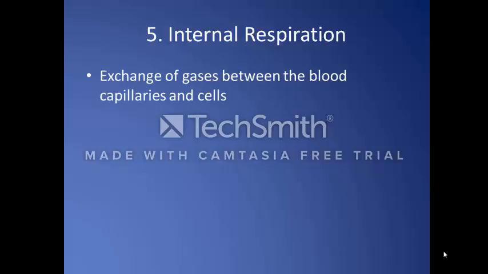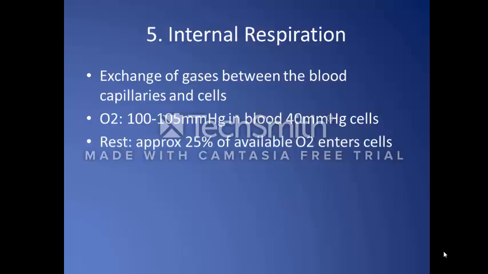Internal respiration is the exchange of gases between the blood capillaries and the cells. The level of O2 within the blood will be between 100 to 105 millimeters of mercury, whereas in the cells it's approximately 40 millimeters of mercury. At rest, approximately a quarter of the available oxygen will enter the cells, and this will obviously increase with increased metabolic demands, for example during exercise.